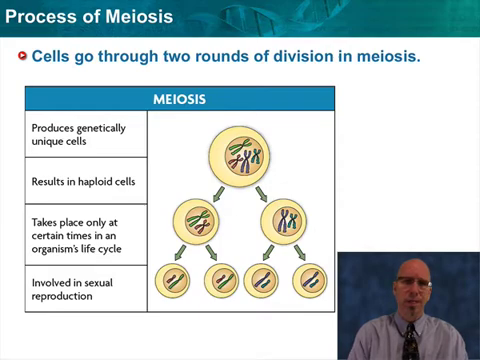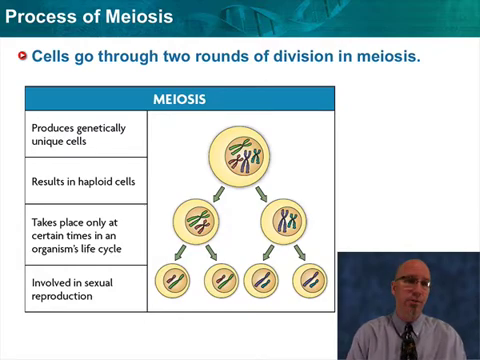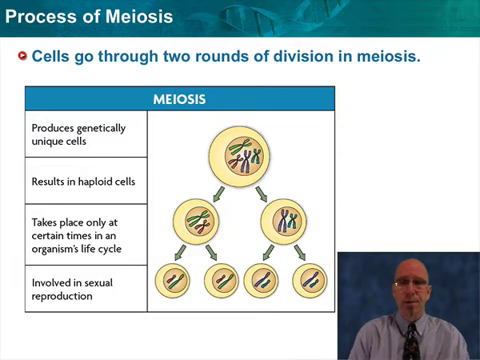It produces genetically unique cells. It results in haploid, which means it's cut the chromosome number in half. It only takes place at certain times during an organism's lifespan. If you think about organisms that reproduce sexually, plants only flower at certain times during the year. Dogs only come into heat, estrus, certain times during the year. Humans ovulate once a month. So it only takes place at certain times during an organism's lifespan.